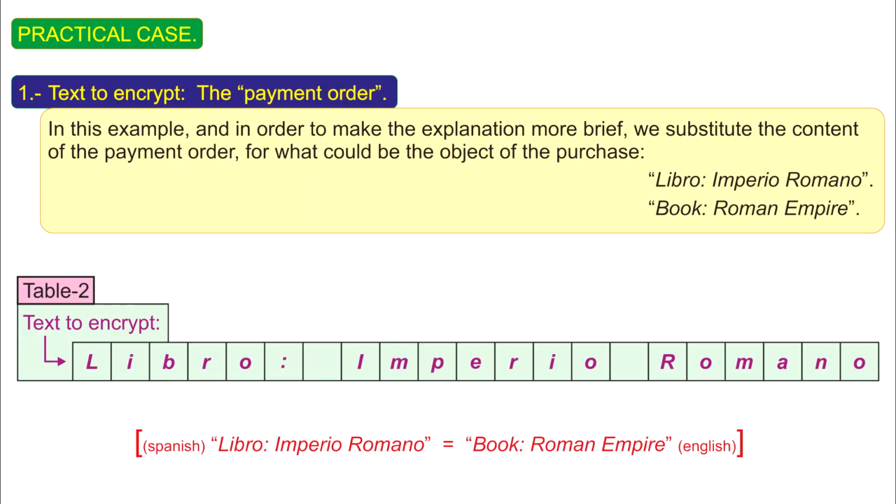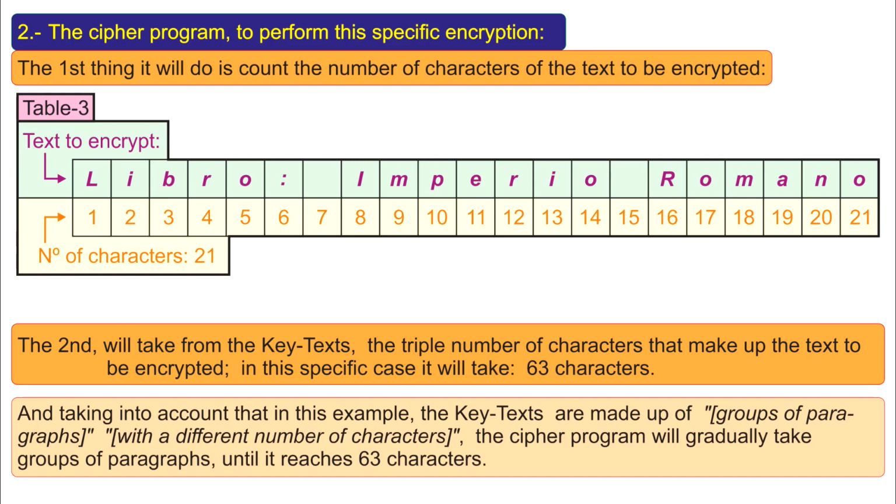Practical case 1. Text to encrypt. The payment order. In this example, and in order to make the explanation more brief, we substitute the content of the payment order for what could be the object of the purchase: book, Roman Empire. See Table 2. 2. The cipher program. To perform this specific encryption, the first thing it will do is count the number of characters of the text to be encrypted. See Table 3. Text to encrypt: Roman Empire book. Number of characters: 21.